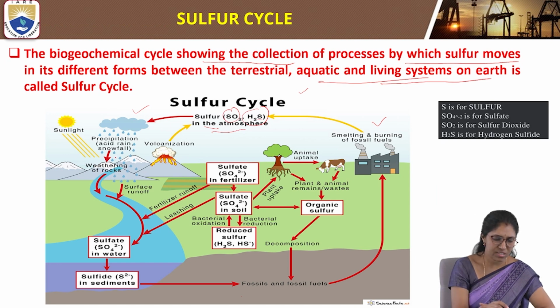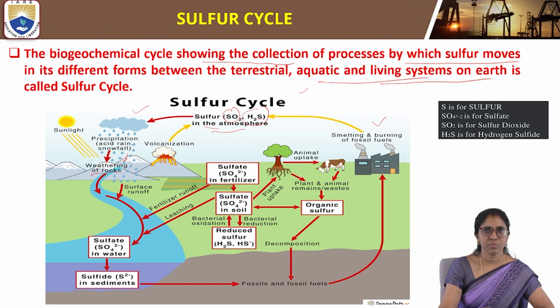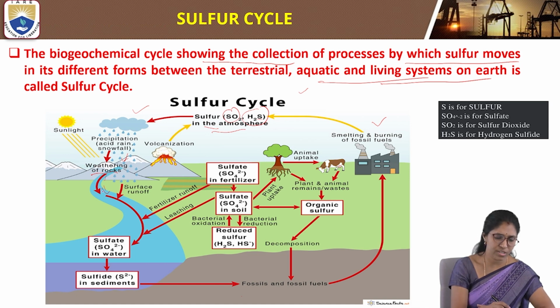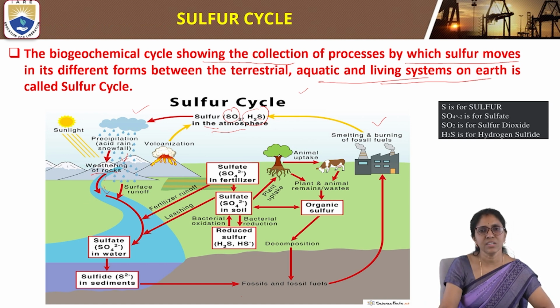By this precipitation, the weathering of rocks will take place. The runoff water also dissolves some of the sulfur compounds, moving on the surface of the earth and dissolving the components present there, including sulfur. This is the surface runoff, the water which flows on the surface.